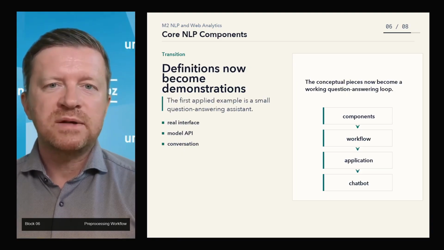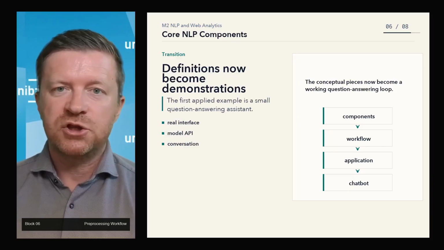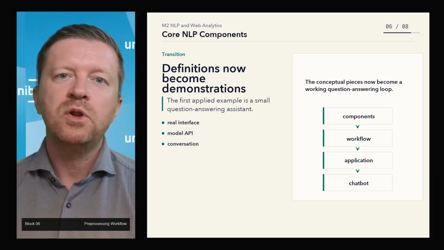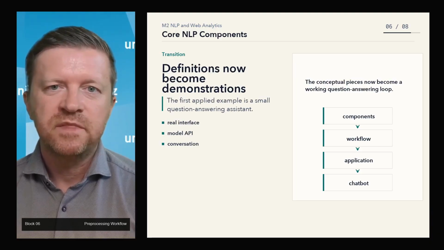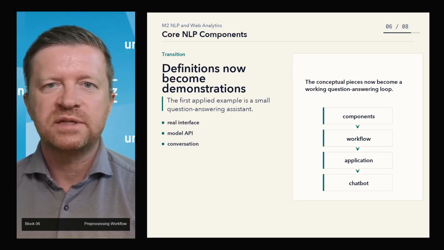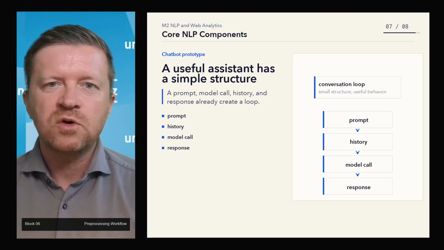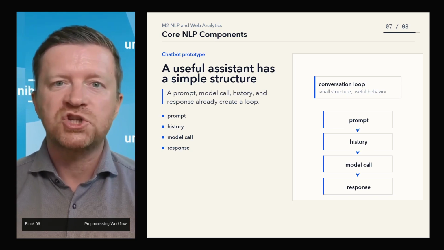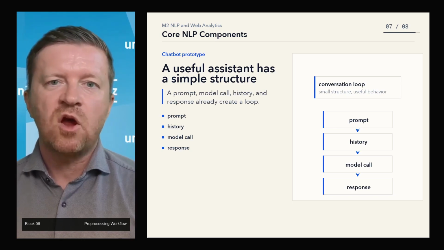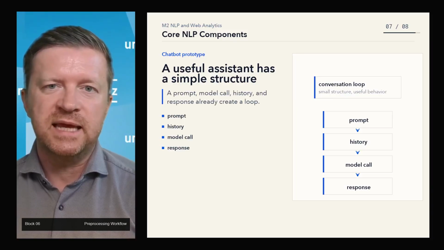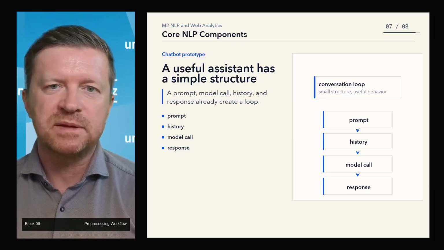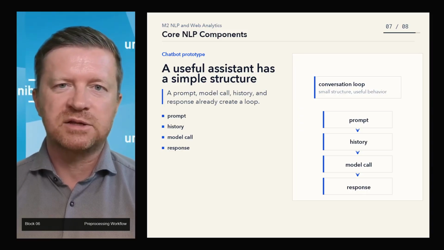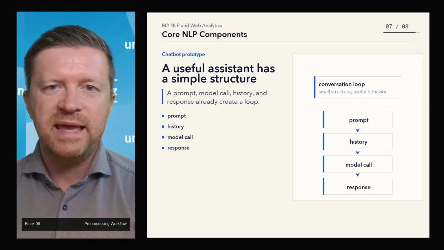With those building blocks in mind, we can now move from definitions to demonstrations. We will look at a few real-world style examples of NLP in action. The first and most visible example today is the chatbot. For this course, I built a small question-answering assistant. It is not the public ChatGPT interface. It is a simple application designed to show what happens when we connect a front-end to language model APIs.